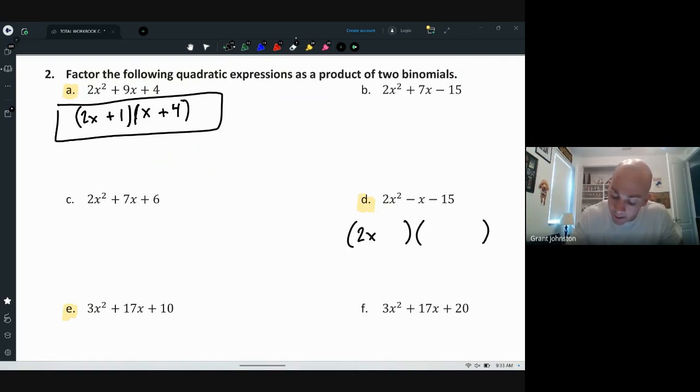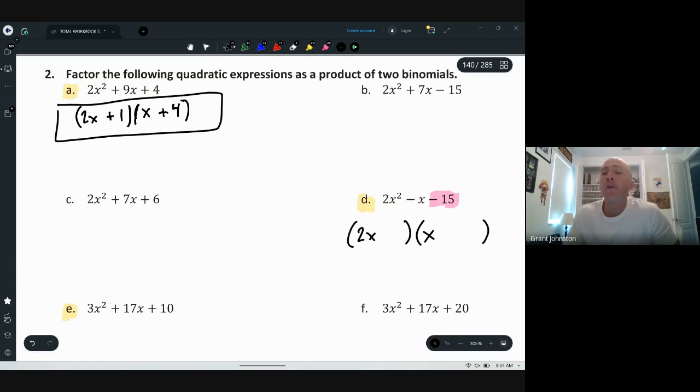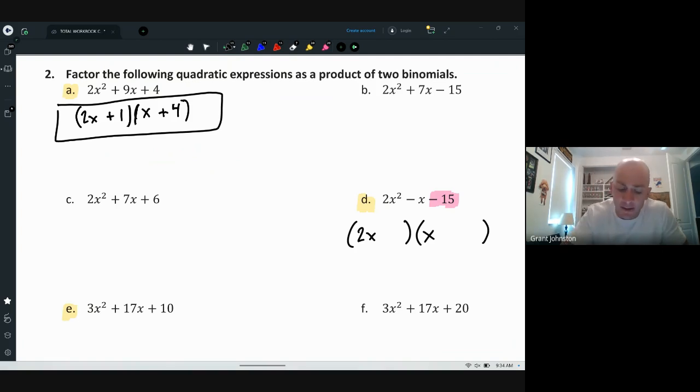I need a 2x and an x again to get 2x squared. Now I know these numbers in the parentheses are going to have to multiply to negative 15. It still has that property where the numbers multiply to negative 15. There's not all that much that multiplies to 15. We've got 1 and 15, and 3 and 5. And those numbers, when I distribute, are going to have to combine to this negative x.